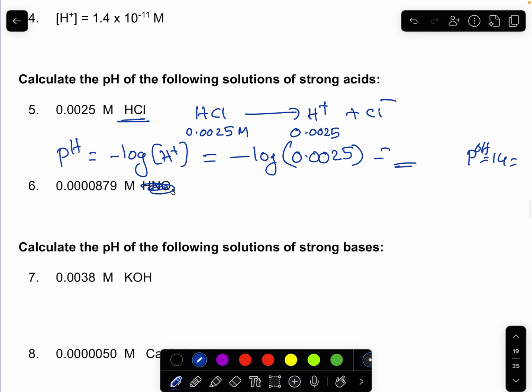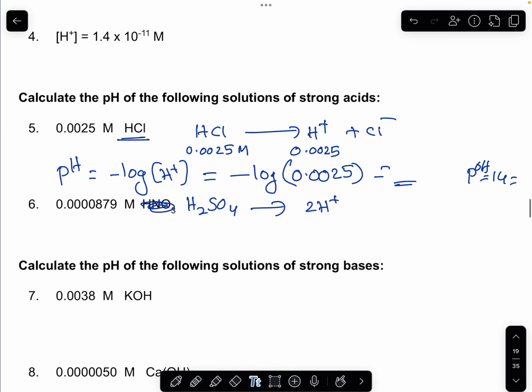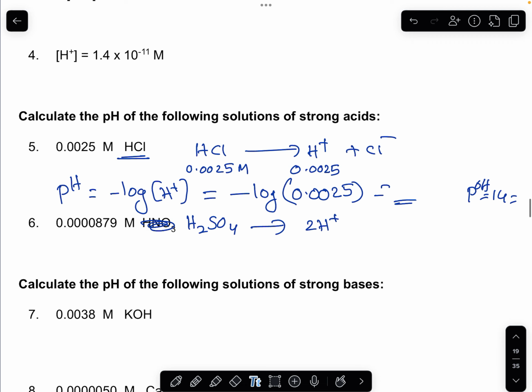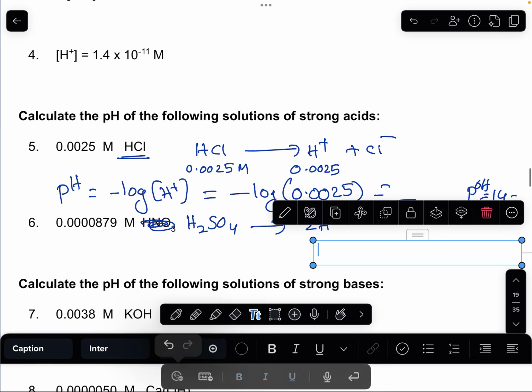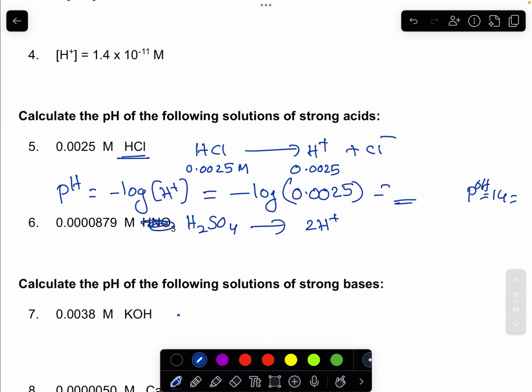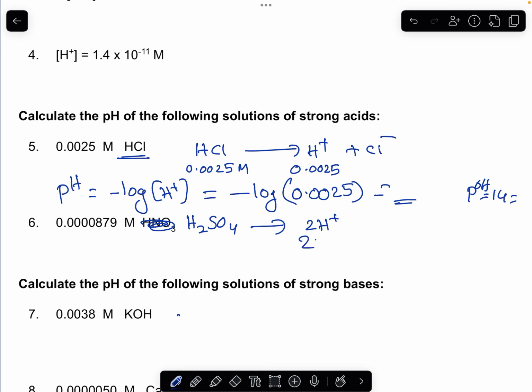Okay, and I'm going to change this into H2SO4 to make you understand something. In H2SO4, how many hydrogen ions will be there? 2. That means you have to get this concentration and multiply it by 2. You convert that into scientific notation. That will be easy. And this is the value of H plus ion.